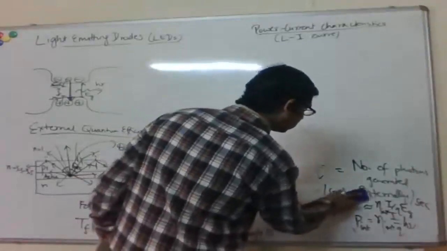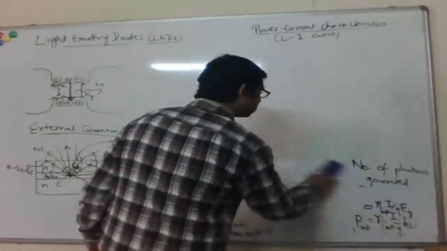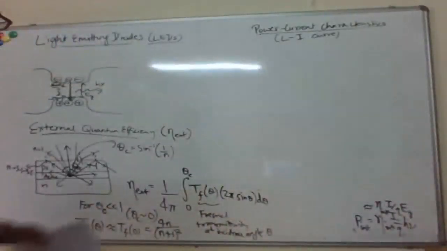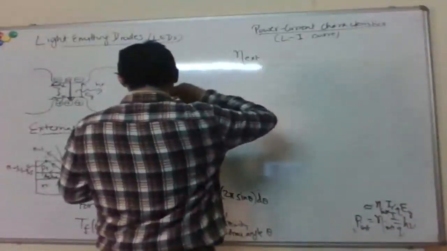Okay, maybe I should erase this. So the internal power generated here, we had an expression here. I'll leave that. Okay, so now the integral for this external quantum efficiency is very simple.